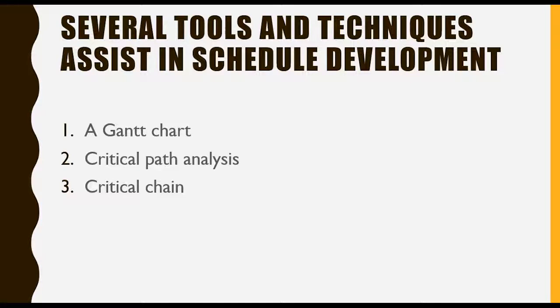Several tools and techniques assist in schedule development. 1. A Gantt chart is a common tool for displaying project schedule information. 2. Critical path analysis is a very important tool for developing and controlling the project schedule. And 3. Critical chain scheduling is a technique that focuses on limited resources when creating a project schedule.